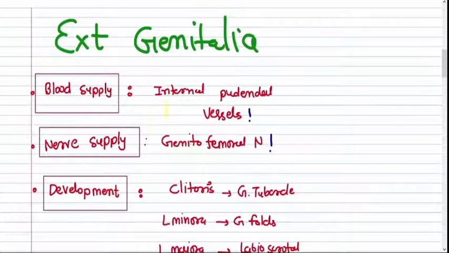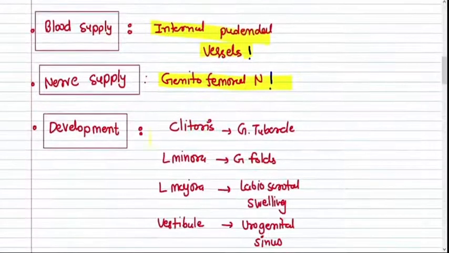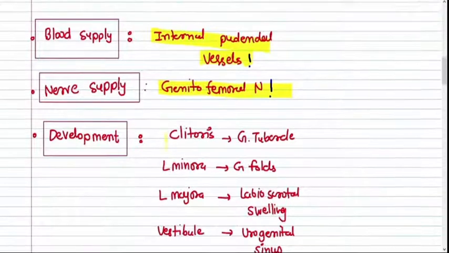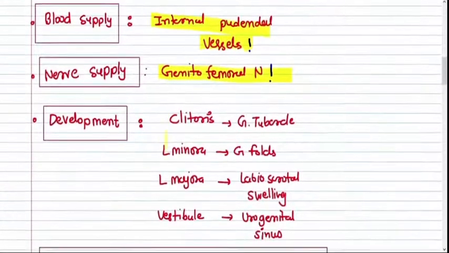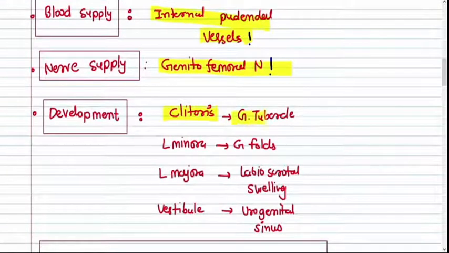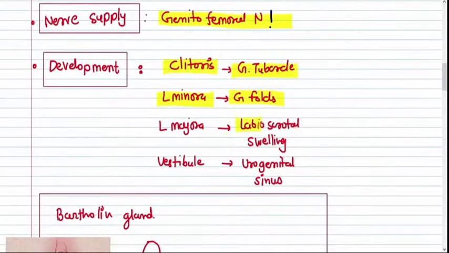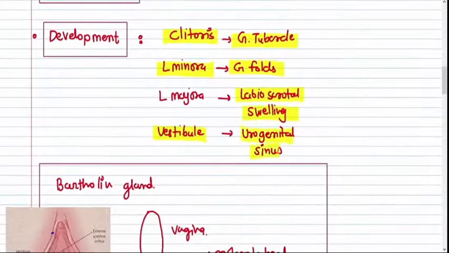The blood supply is provided by the internal pudendal vessels. The nerve supply is provided by the genitofemoral nerve. The development of external genitalia, let's discuss quickly. The clitoris develops from the genital tubercle, labia minora develop from the genital folds, labia majora develop from the labioscrotal swelling, and the vestibule develops from the urogenital sinus.